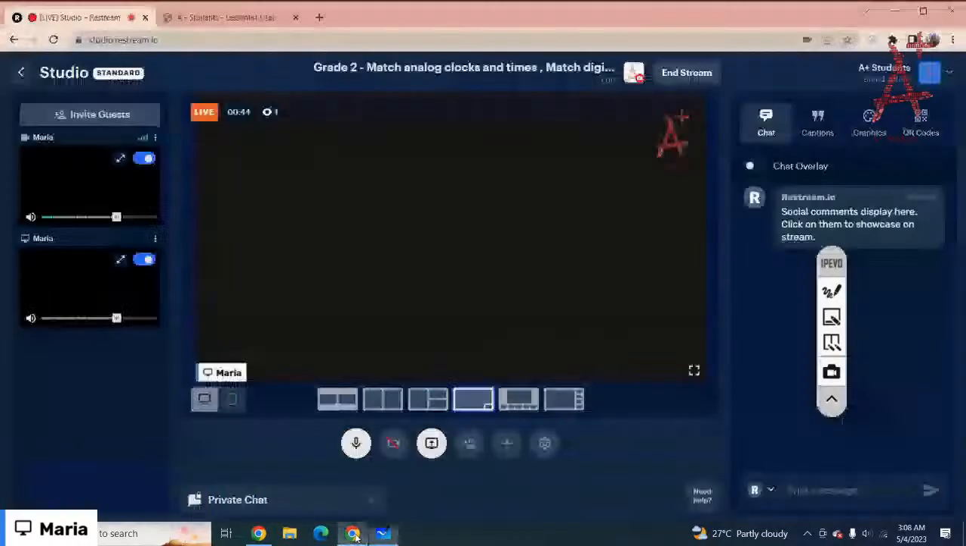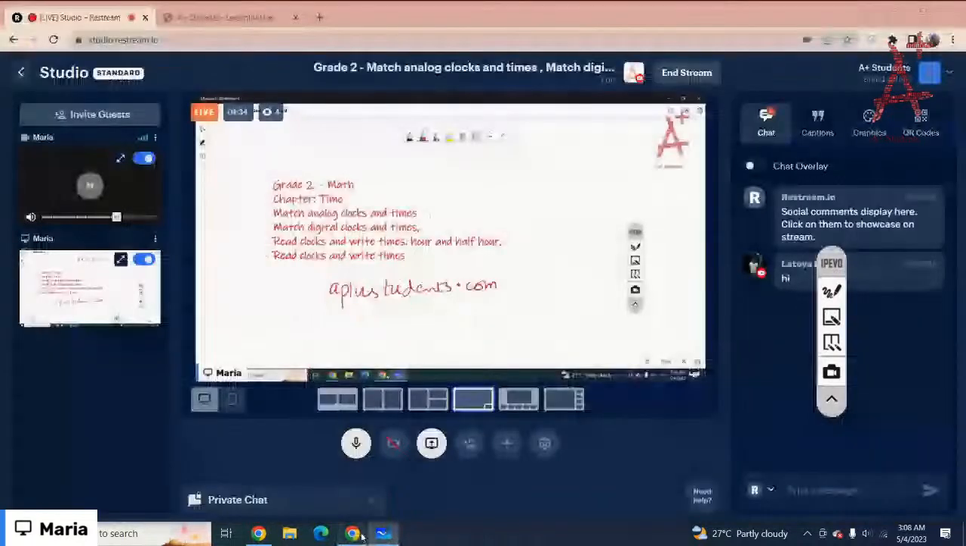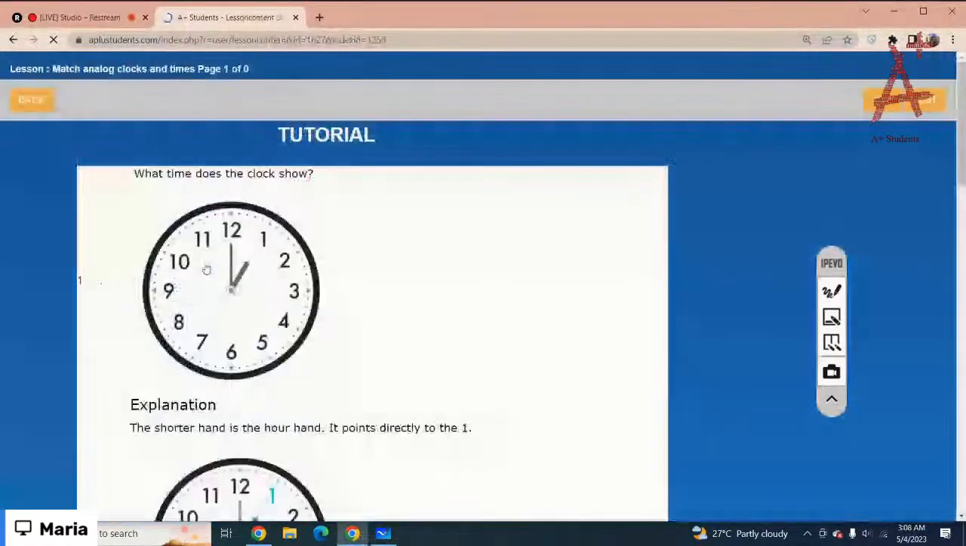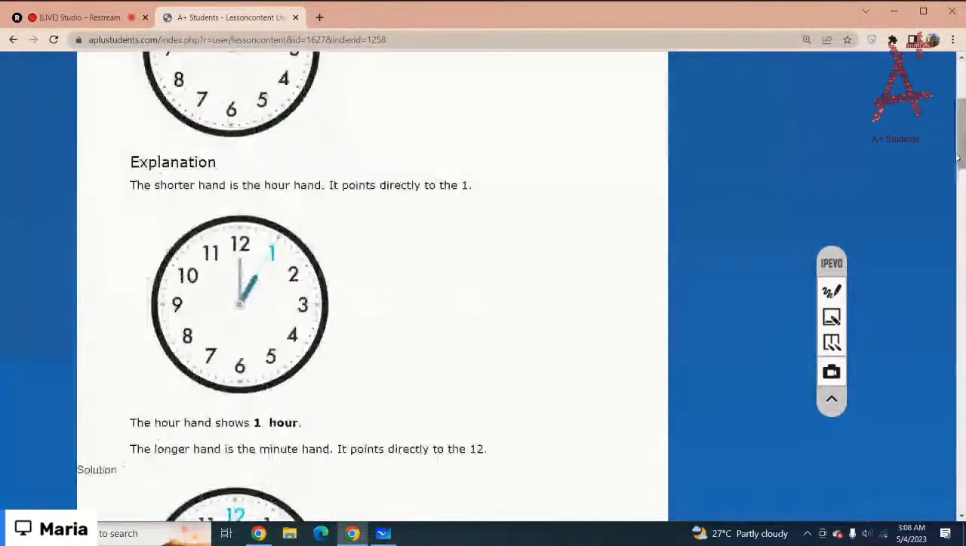Okay, here I'm on grade 2 maths. Let's just start with the first lesson, match analog clocks and time. So what time does the clock show? You have to see the time of the clock. First of all, you need to see the shorter hand of the clock. The shorter hand points to 1. That means the hour hand shows 1 hour. The shorter hand is the hour hand. The longer hand is the minute hand.